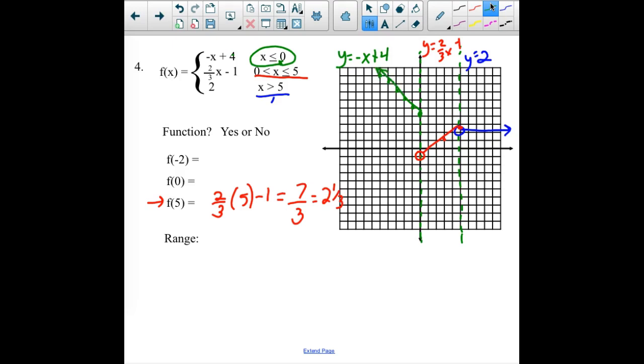All right. Should it be an open or closed dot at the end? Closed, right? X equals 0 fits there. So closed dot.